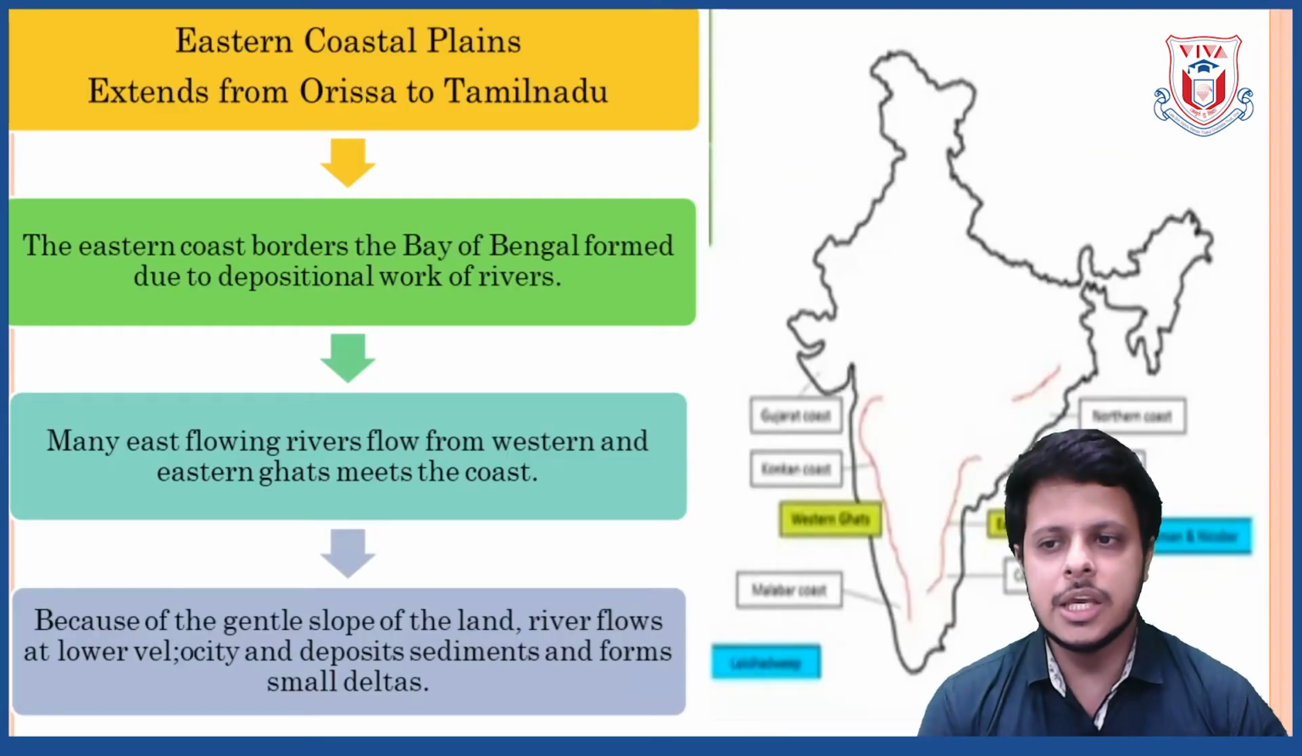Let's see the eastern coastal plains, which extend from Orissa to Tamil Nadu. The eastern coastal plains border the Bay of Bengal and were formed due to the depositional work of rivers. Many east flowing rivers flow from the Western and Eastern Ghats and meet the coast. Because of the gentle slope of the land, rivers flow at lower velocity and deposit sediments and form small deltas.